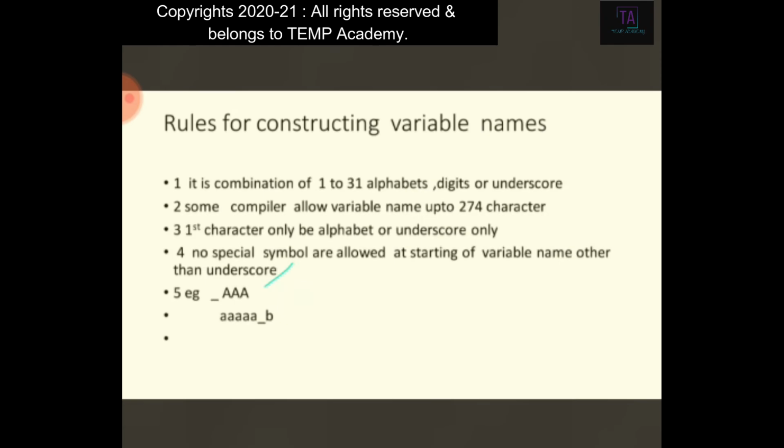But after taking an underscore or any alphabet, we can take any digits, like _A2. This is correct, but we cannot take something like _2_A. This is wrong. We can take something like A_B2. This is also correct.